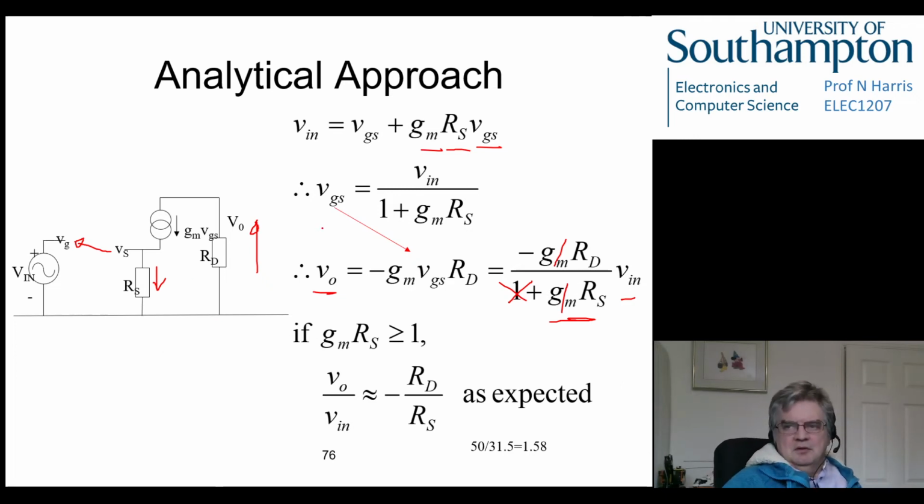Okay, so it's another introduction of this idea of stabilizing feedback, which is then got rid of at signal frequencies to allow us to have the high uncontrolled gain again. And in this case, RD over RS would give us 1.58 or so. So we get a low gain.